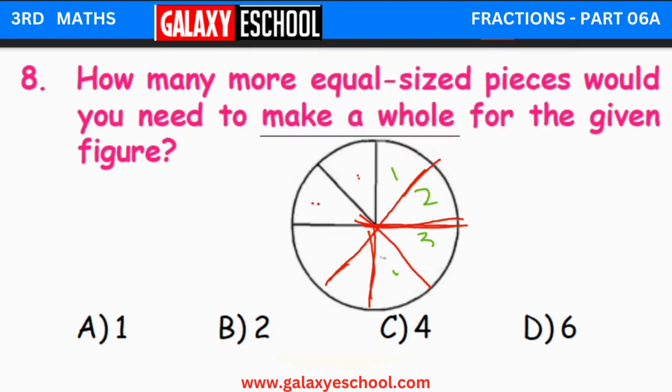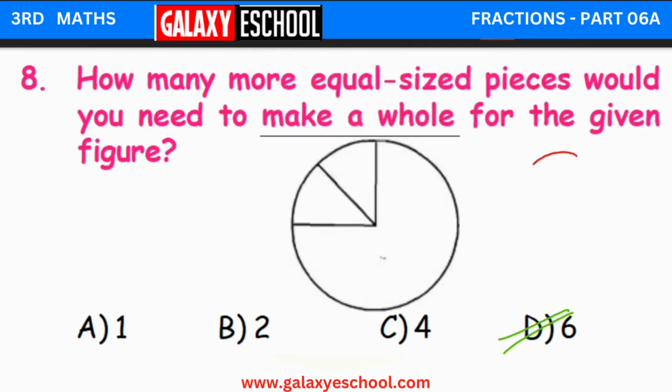1, 2, 3, 4, 5 and 6. How many more do we need, children? See, we need 6 more pieces to make the figure a whole. See, children, normally if we divide a circle, sorry, my circle was not divided into exact equal sized pieces. So I am drawing it again. Yes, normally we divide a circle into, again this is also not equal sized.